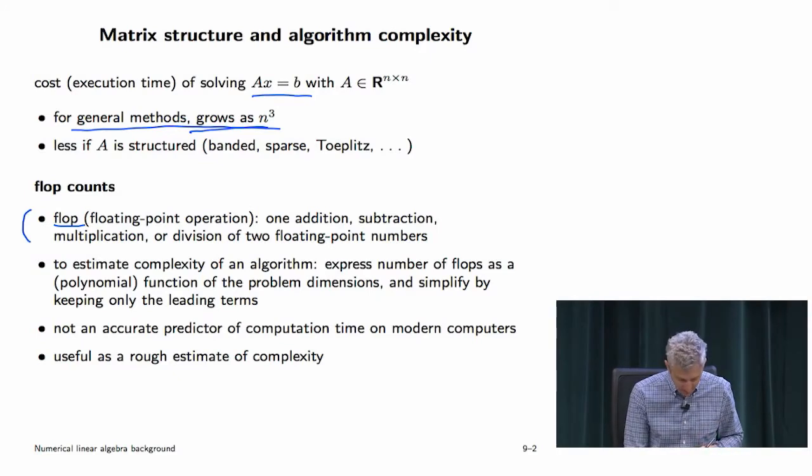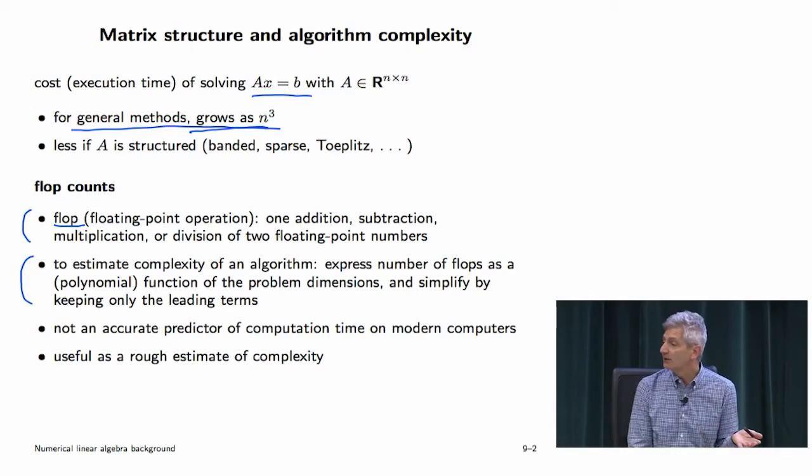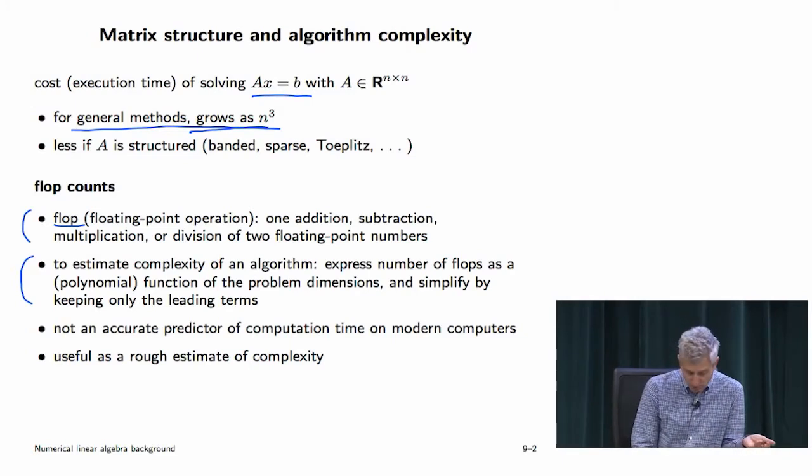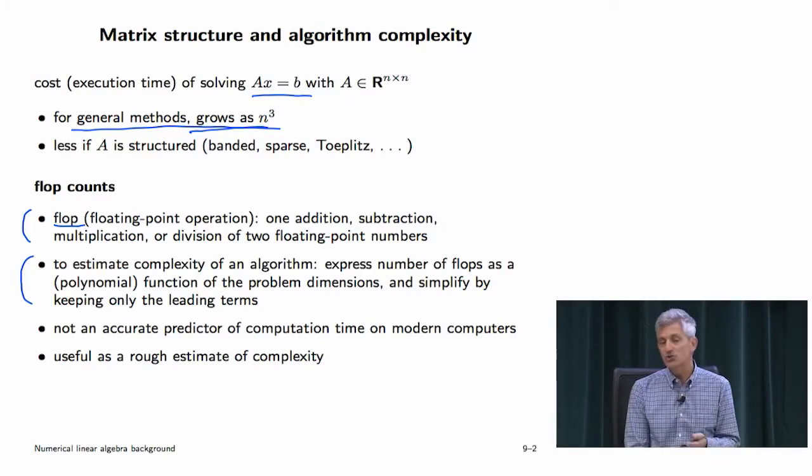So, okay, all right. The idea traces to the 60s and is still somewhat relevant. It goes something like this. To estimate the complexity of an algorithm, you express the number of flops, usually a polynomial function of the problem dimensions. Then you drop all but the leading terms. So if it's something like 1/3 n cubed plus 2n squared plus and so on, you just say the complexity is 1/3 n cubed.